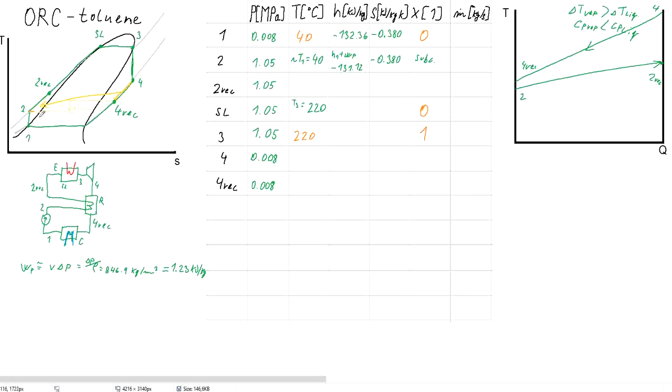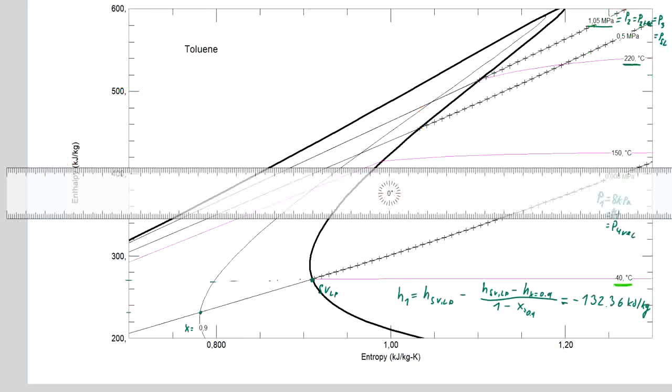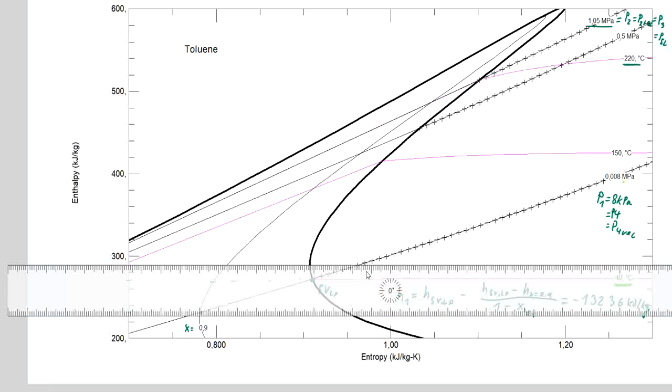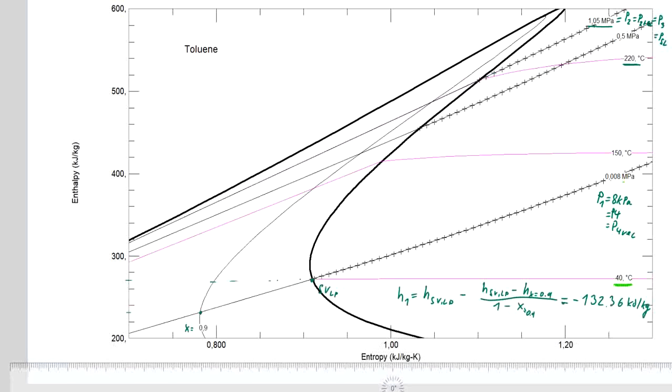For the point 2 recuperated, we will need to first get point 4, so we can skip it for now. And we get to point 3, saturated liquid at the high pressure. As you can see in this diagram, still for the high pressure of 1.05 megapascals, we don't get the value of the intersection with the saturated liquid line, but we can again use the same procedure as we had over here.